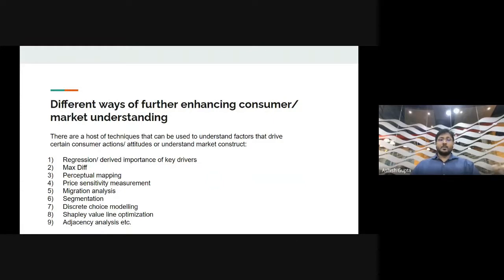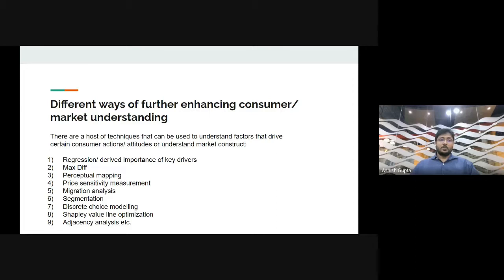And there are different ways of enhancing consumer understanding. Now you have surveys, passive metering, videos, machine learning, artificial intelligence, and what not, different methods which you can use. But then there are a host of advanced analytical methods that can help you understand things which are not stated and which are more derived based on the consumer responses. And that's where the researcher really comes into the picture in terms of understanding why people do certain things the way they do.